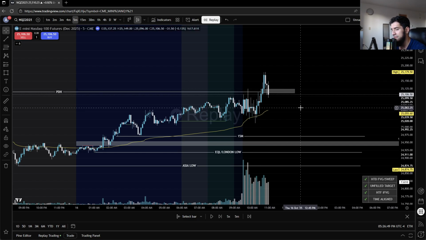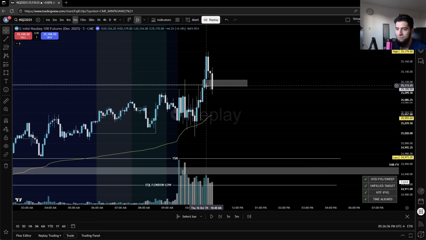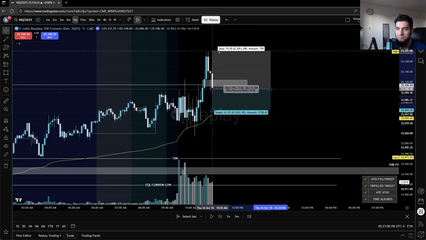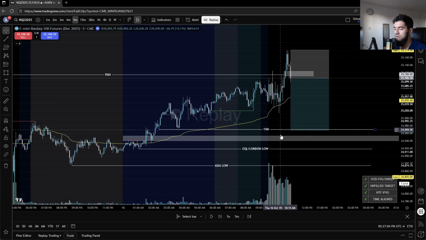Now all we have is an entry model, which is our inversions, right? So the highest time frame in this leg would be the 5-minute, as you can see over here. So if I was going to take a short right here, stops above over here, targeting literally any of these PD arrays, right?